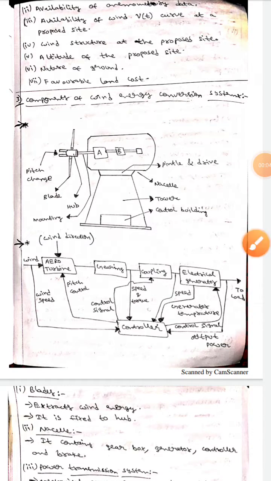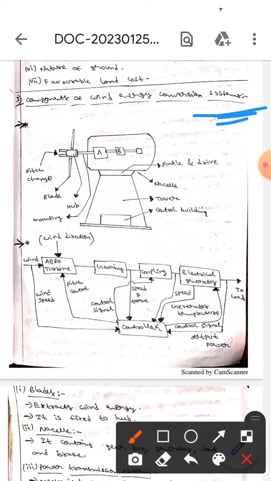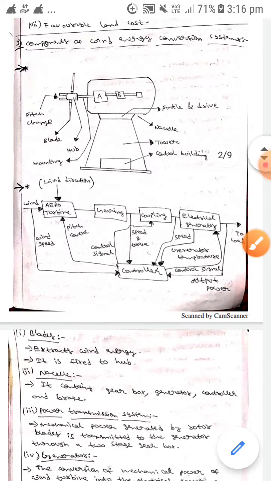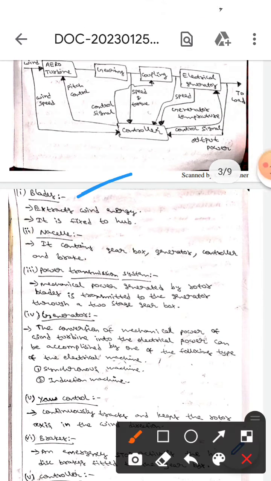Today we are here to discuss the components of wind energy conversion systems. These two diagrams represent the components of wind energy conversion systems. If you want, you can take a screenshot of it. Let's first talk about blades. Here it extracts wind energy and it is fixed to the hub.